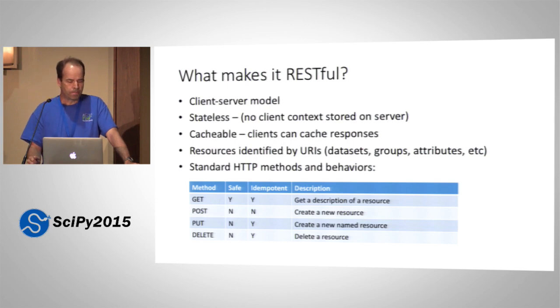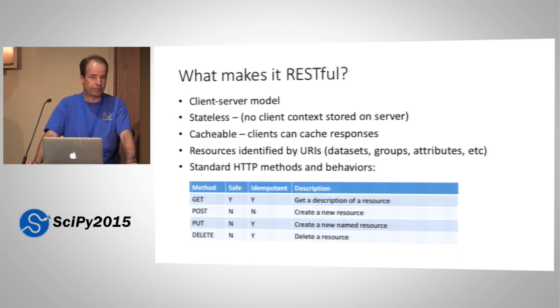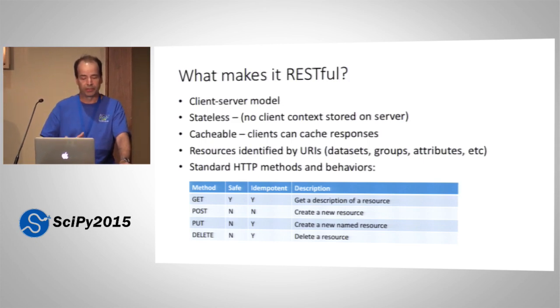URI. There are many web APIs that are basically GET wrappers around RPC, right? So that may be a practical approach, but it's not really capturing the semantics of REST. And it uses standard HTTP methods and behaviors. So we're most familiar with GET, right? Because every time you go to a browser and enter a URL, that's a GET request. But the four primary methods are GET, POST, PUT, DELETE. And they have a certain semantics.